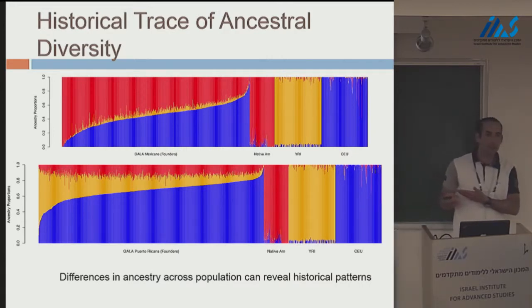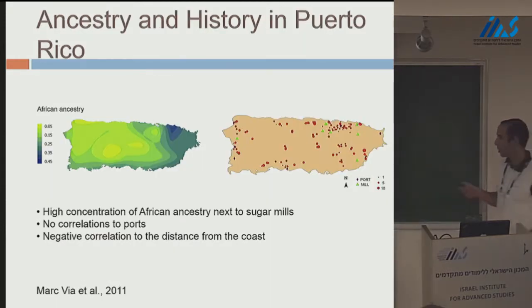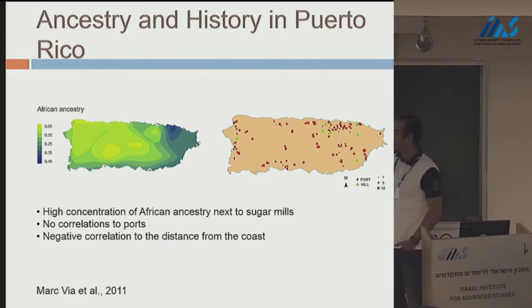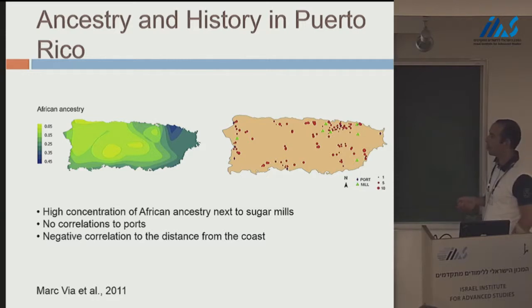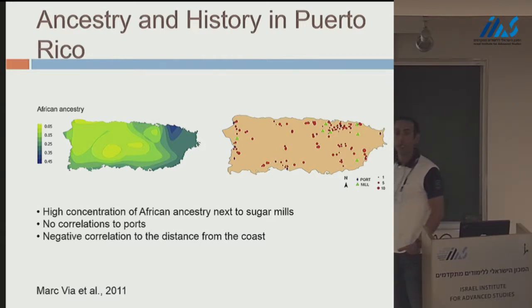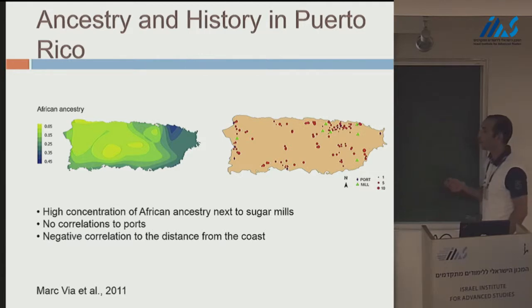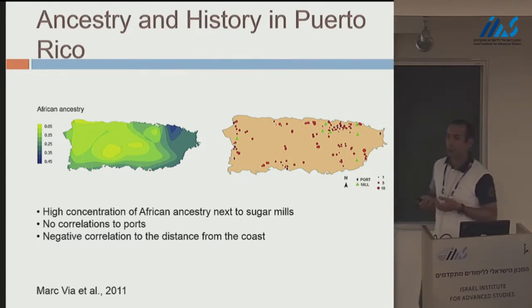You'd be able to look at these kinds of figures and make conclusions like we saw in the last talk. This is another example, again from Esteban Burchard's lab. They looked at Puerto Ricans, but across the entire island. They looked at African ancestry in every place in Puerto Rico, and then tried to see if it matches what we know about history. You can see some facts that actually make sense.